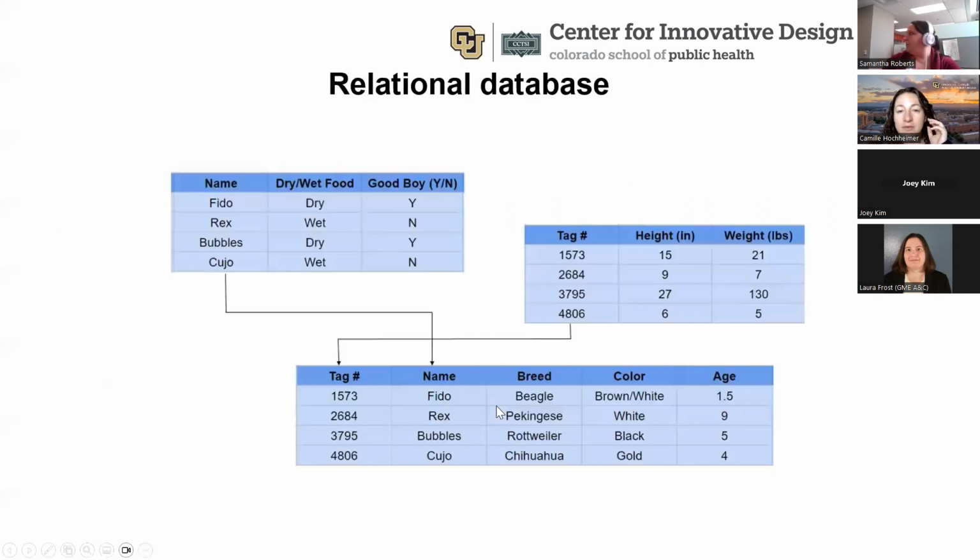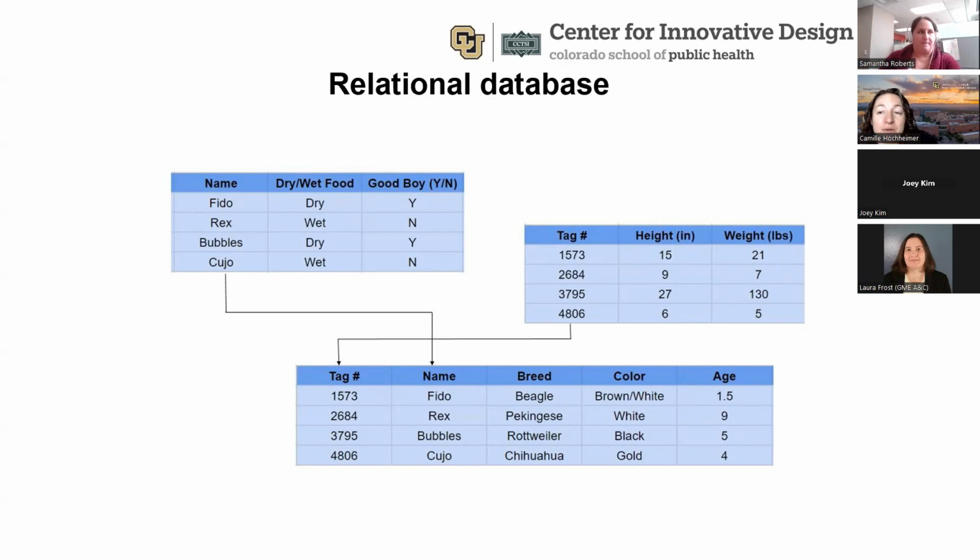So this is a very simple example of a relational database. Maybe what you expected was something like this bottom table here that has an ID, a name, this is a dog, so breed, color, and age. But what you actually got was three different tables. And what a relational database means is that all of these tables do connect together through unique identifiers, but you need coding skills in order to actually merge these together.